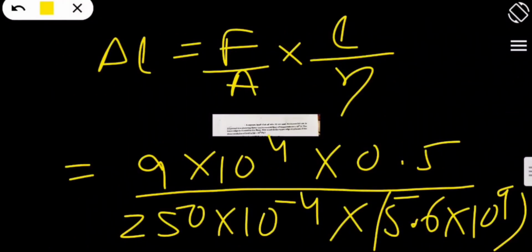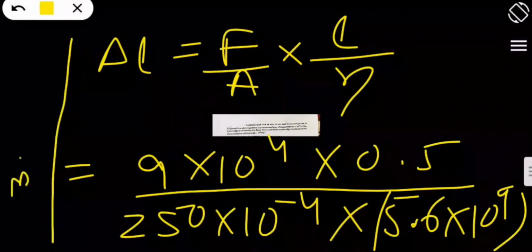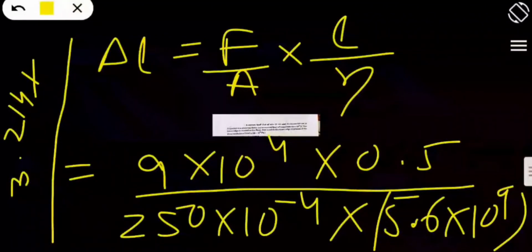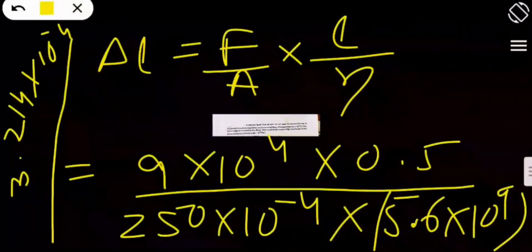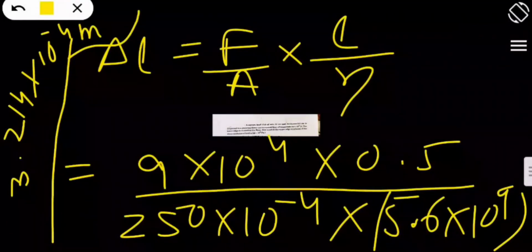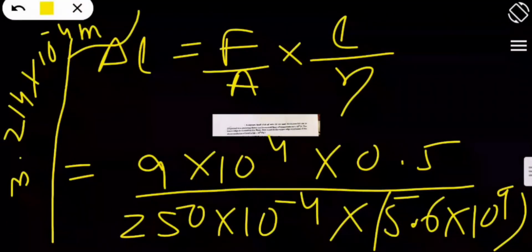So the answer will be coming as, all of you write down, this will be the answer: 3.214 into 10 to the power minus 4 meter. So the answer is 3.214 into 10 to the power minus 4 meter.